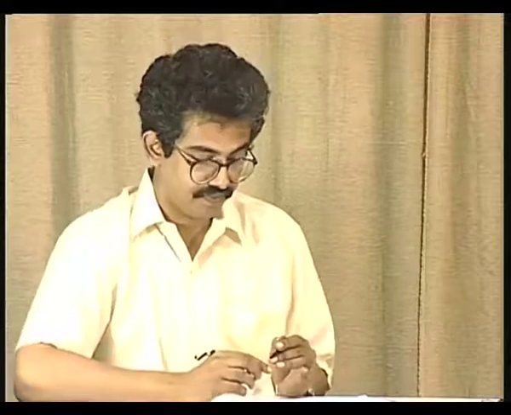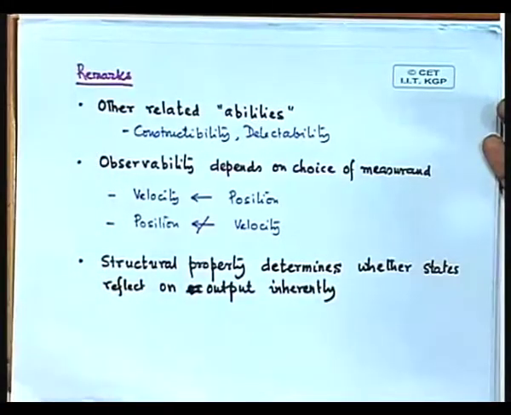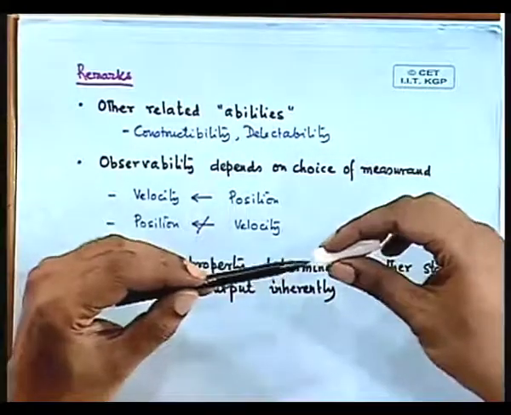Now at this point let us also mention that though I have talked about observability, if you see a slightly advanced text, you will find many other abilities. For example, there is controllability, there is reachability, there is stabilizability. Just like there are these three for control, there is a dual on the estimation side.